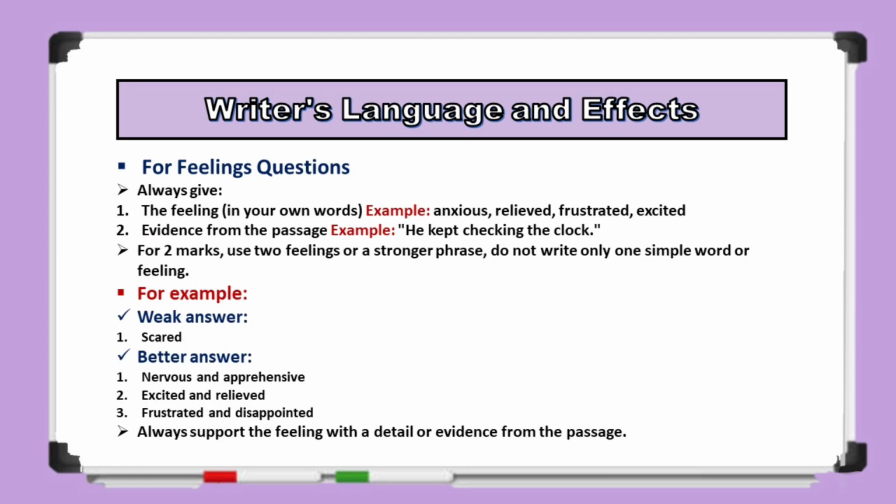Sometimes the examiner will ask you about a character's or the writer's feelings. In these questions, simply naming one feeling is usually not enough, especially if the question is worth 2 marks. Start by identifying the feeling using your own words. Instead of using basic words like scared or happy, choose stronger and more precise vocabulary such as anxious, apprehensive, relieved, frustrated, disappointed, or excited. Then support your answer with evidence from the passage by referring to something the character says, does, or experiences. Always connect your chosen feeling to the evidence so that your answer is fully explained.